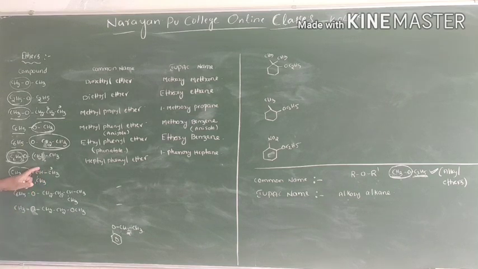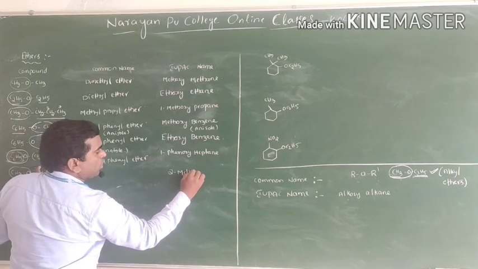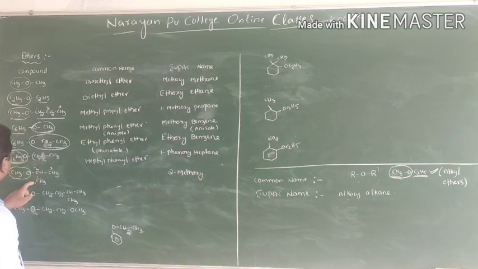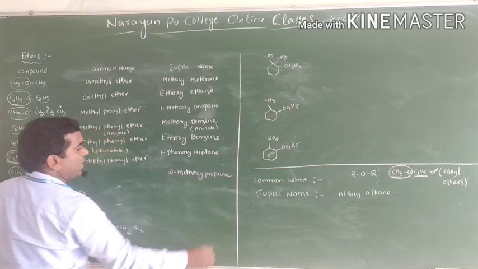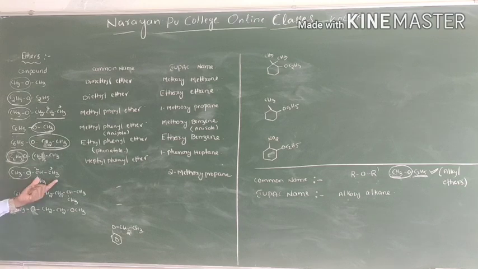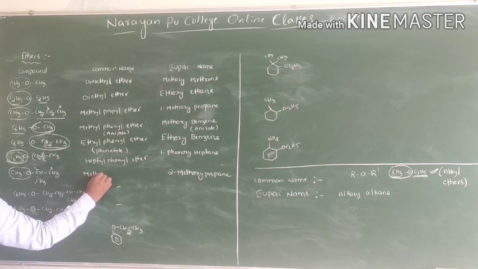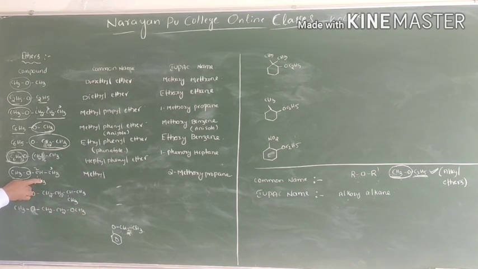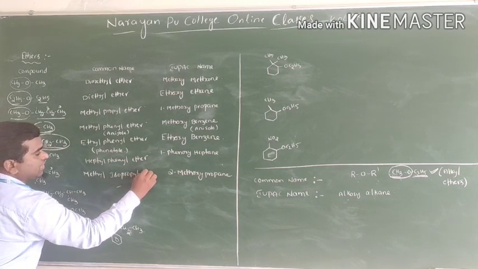So methoxy is added to which carbon? Second. So that's why 2-methoxy propane. Here this is the propyl group and this is a methyl group. So that's why methyl isopropyl you have to write. Why? Because it is not a propyl group. Here this is CH3, so that's why methyl isopropyl ether.